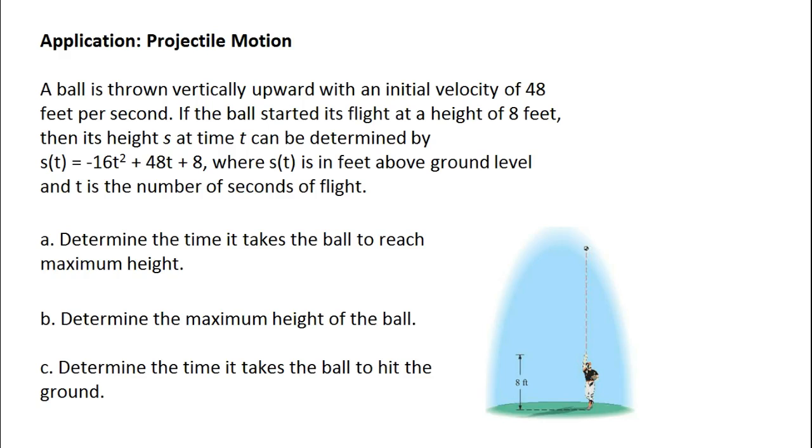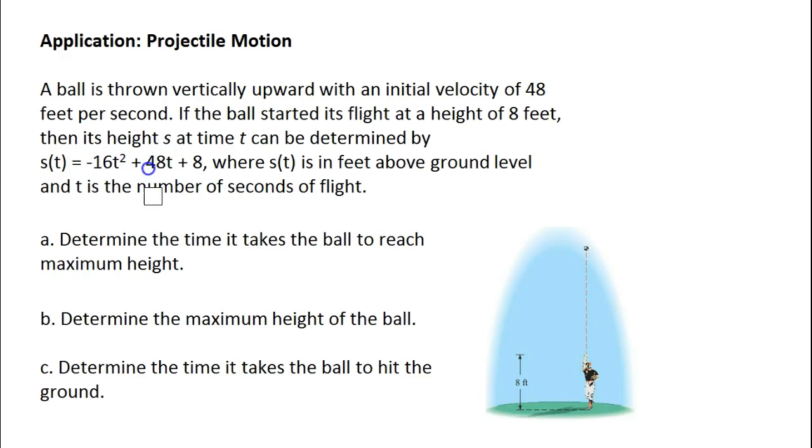Now, quadratic functions have lots of applications, and this is a typical one, projectile motion. So let's say that we have a baseball that's thrown vertically upward with an initial velocity of 48 feet per second. And let's say that the ball started its flight at a height of 8 feet, so its initial position is 8. So its height s at time t can be given by this quadratic function, okay? So there's your initial height, there's your initial velocity, and this is the acceleration due to gravity, okay?